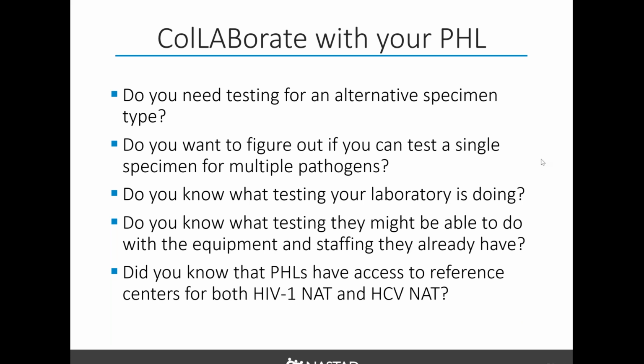Another is, as I mentioned, how to test a single specimen for multiple pathogens. So we mentioned HIV and HCV in the toolkit and other methods. We also talk about testing for STDs, particularly in the context of PrEP and in other high-risk populations. You may want to be testing a person for all three of those disease areas. And so what is the best way to draw a single or two samples and test for the most number of pathogens that you think your patient population is at risk for? A question to ask yourself is, do you know what testing your laboratory is already doing?